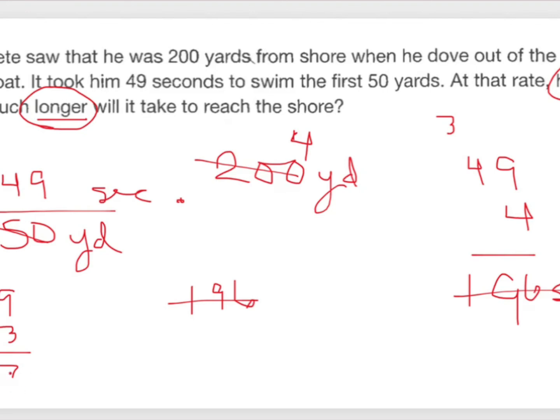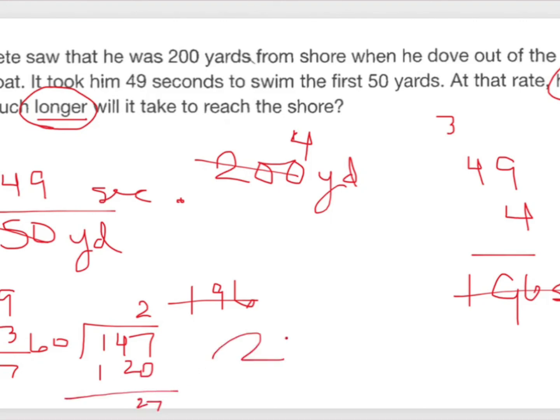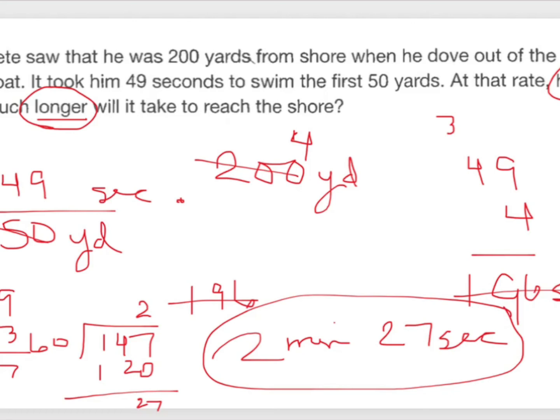And then how many minutes is that? Okay, so 147 divided by 60. That's going to go 2 times, that's 120. Okay, and then that's going to have 27 left. So 2 minutes and 27 seconds left over. 2 minutes and 27 seconds.